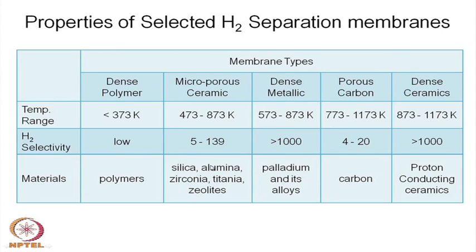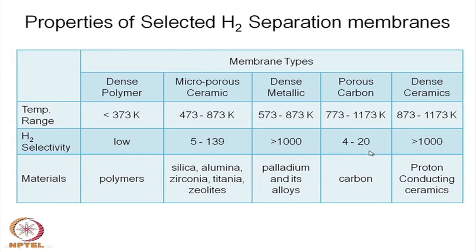Okay. And you can see the selectivity is very high, more than 1000. So, the ratio is more than 1000, how much is retained and how much goes to the other side. And porous carbon can also be used, but the selectivity is again very low, but it can be used at a very high temperature.